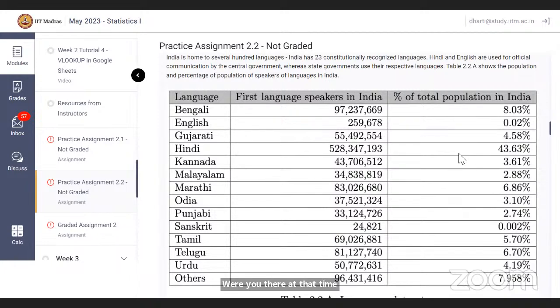No. So let's say for Bengali, the percentage of total population is 8.03. If I ask what is the relative frequency for people who speak Bengali as their first language, then what is your relative frequency? 8.03. No, I am asking you relative frequency. How can relative frequency be 8.03? Okay, the sum of the relative frequencies can be at max 1, right? It is always 1.